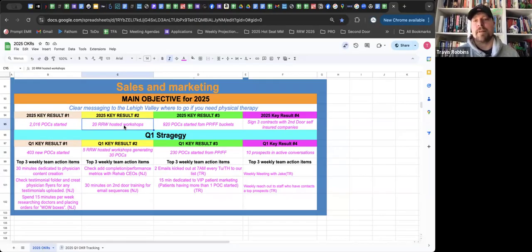We plan on doing somewhere around 20 to 80 workshops this year. If we do 80 workshops and we get 80 new plans of care from that, I'm like, oh, I don't know if the effort is worth that. We'll have to see at the end of the year. We have a specific key result of 920 plans of care started from past patient, friends, and family buckets. We feel that was an underutilized bucket to go after last year based on the numbers we set. So if we can reinvest in that with more workshops, community education, and more campaigns, we feel we're going to do that.